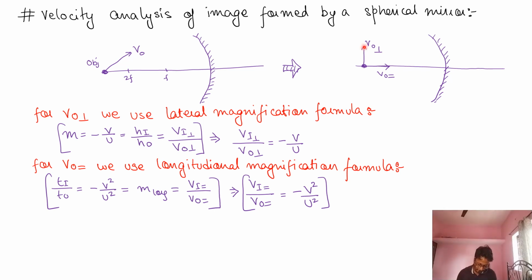So see, if you understand it dynamically, out here if the object moves upward, the image will move downward by magnification formula. Height of image divided by height of object is equal to magnification. Similarly, if the body moves right or left, the image will move left or right, and that is given by longitudinal magnification. So magnification formulas are also used to find the velocity of image in spherical mirrors.